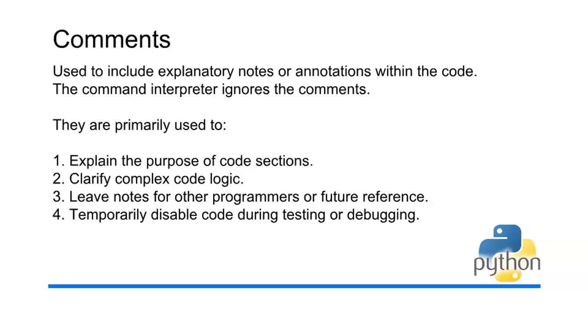Documentation. They help explain the purpose and functionality of the code, making it easier for others or the programmers themselves later to understand the logic and reasoning behind certain sections of the code. 2. Code readability. Comments improve the readability of the code by breaking it down into understandable parts, especially for complex algorithms or functions. 3. Debugging.